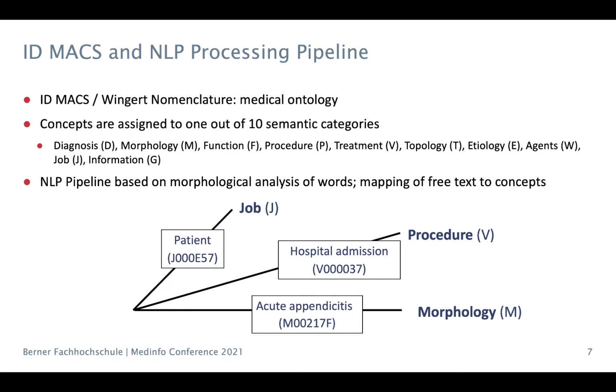And this, of course, is knowledge that could be very useful in embeddings. And this is actually the basic idea I have in mind, also to use these relations in enriching content of clinical documents. The natural language processing pipeline is based on a morphological analysis of words. So words are analyzed and then mapped to concepts of the ontology.